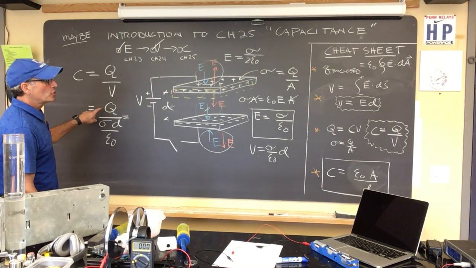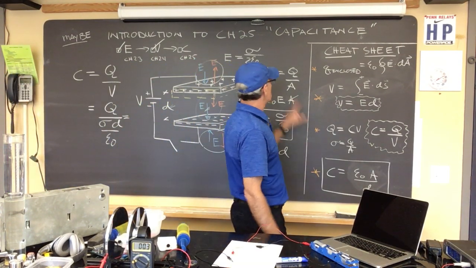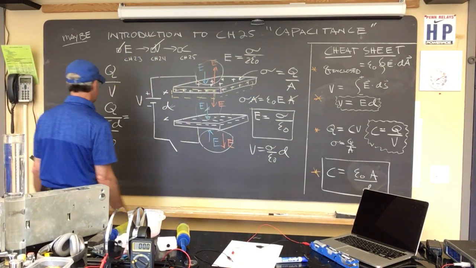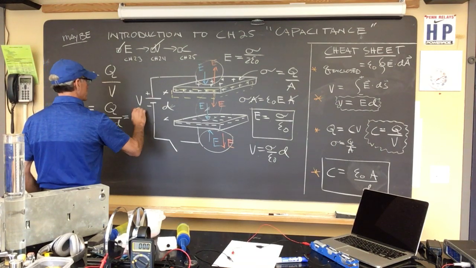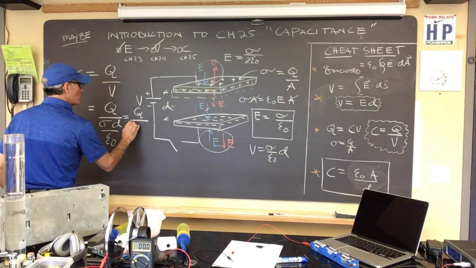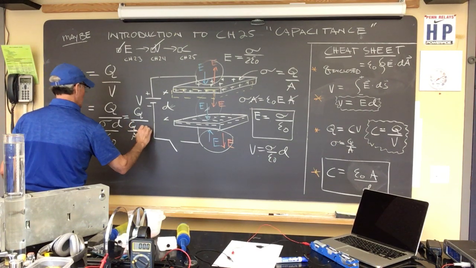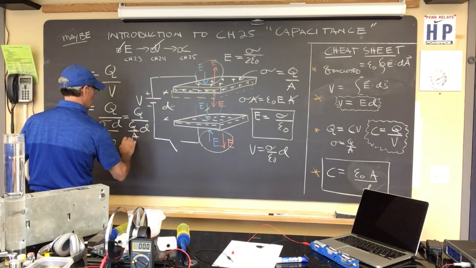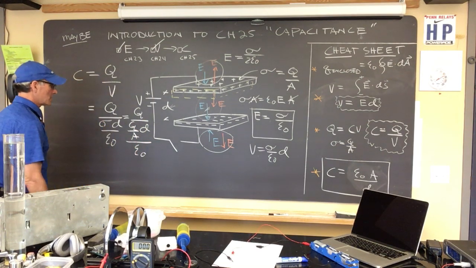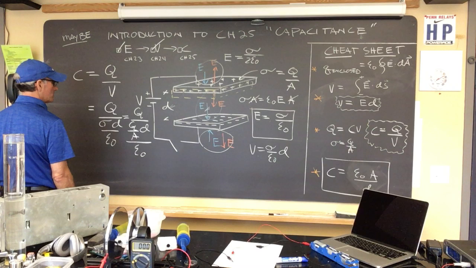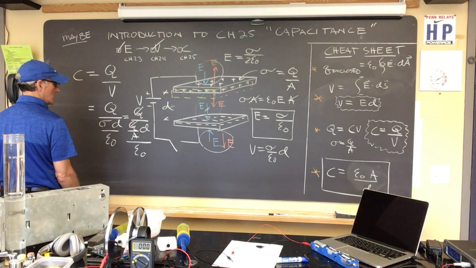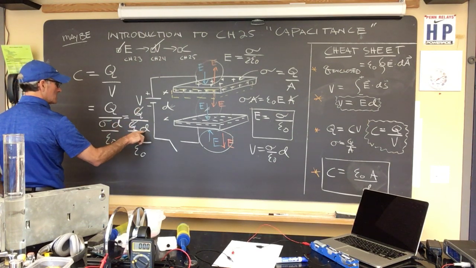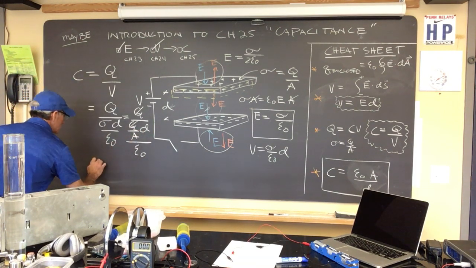Now, sigma equals Q over A, so I'm going to substitute for sigma: Q over A times d, all over epsilon naught. I don't know if I did this right, but it looks like the Q's go away, and then epsilon naught is going to come upstairs. The d stays downstairs. I think I was successful.